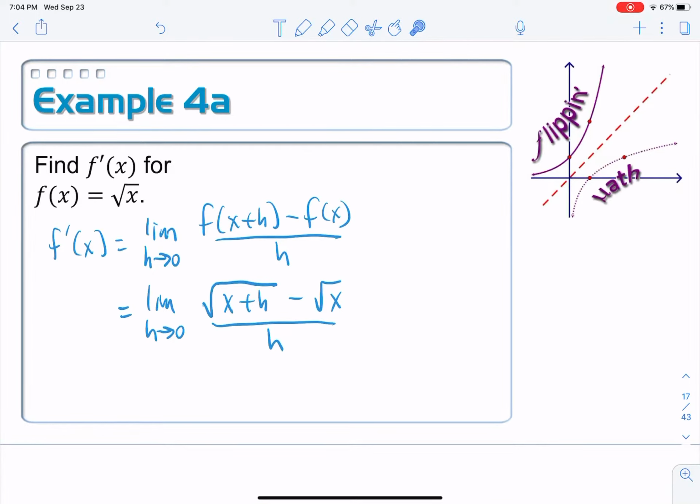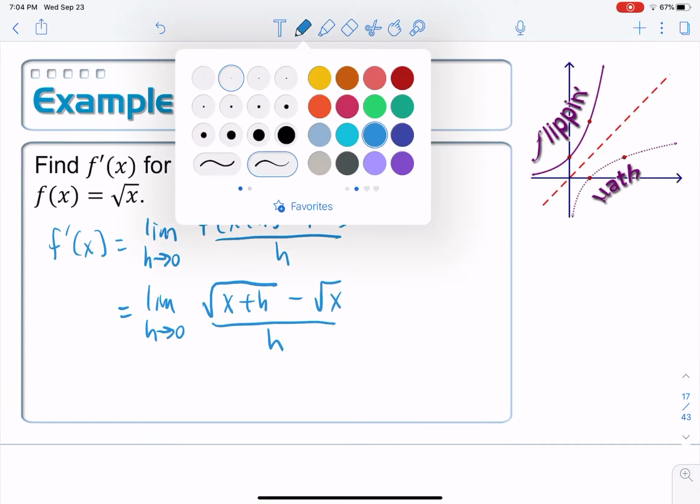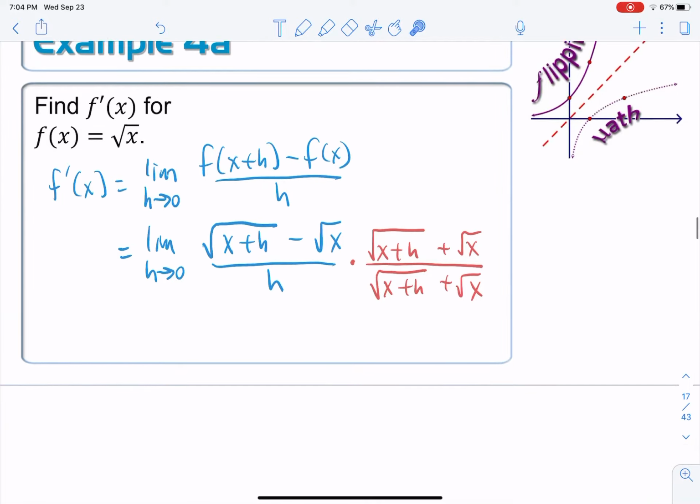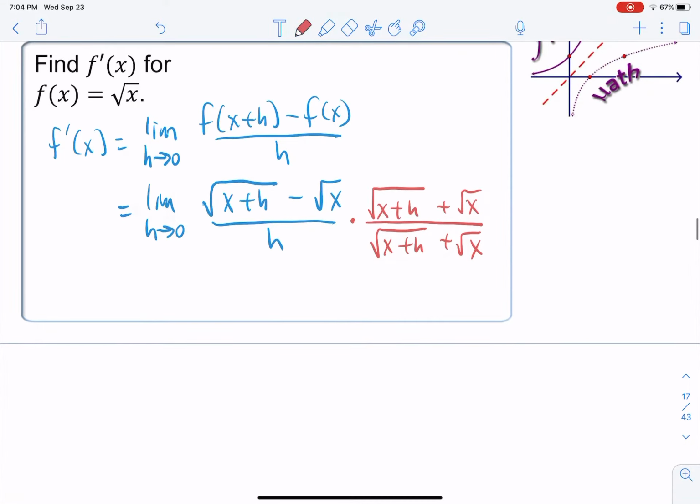How do I fix it when it's square roots? I rationalize. I need to multiply by a conjugate so I can get that square root stuff on the bottom. So my conjugate is going to be the square root of x plus h plus the square root of x on the top and the bottom. We're rationalizing the numerator. When I multiply this, I want to expand out the top as if it's the difference of two squares. The middle term should cancel out very conveniently, which is why we're doing this technique.